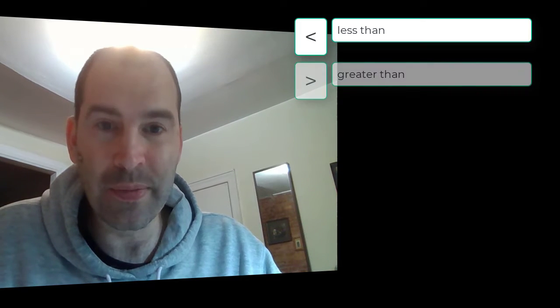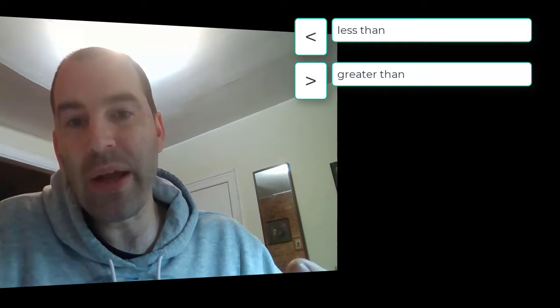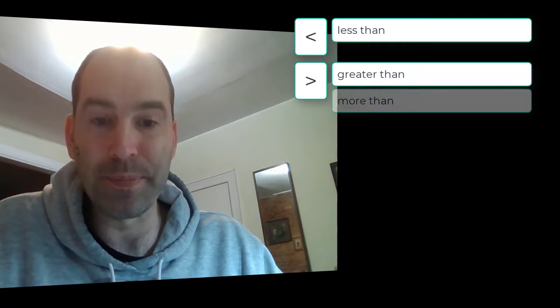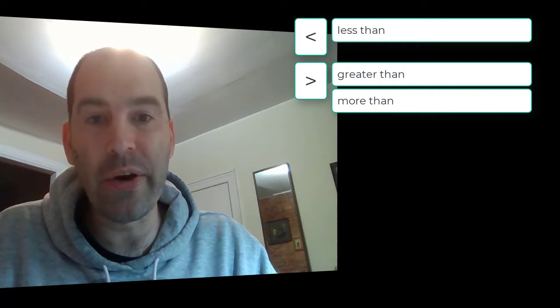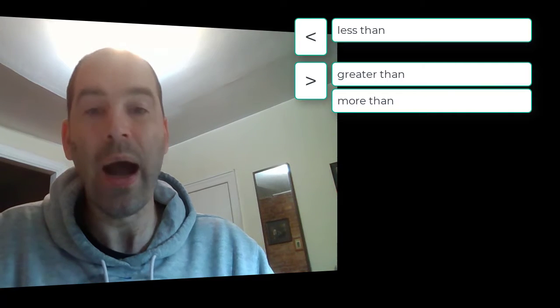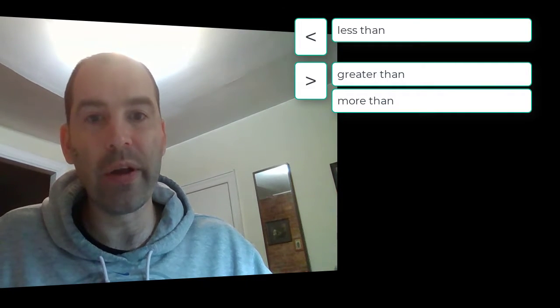Another inequality symbol that we have is greater than, and this can be said greater than. Sometimes people say more than. So I might say, my weight is greater than Bob's weight, or I weigh more than Bob.